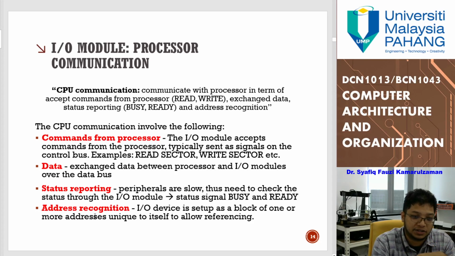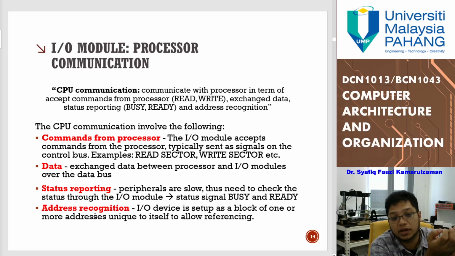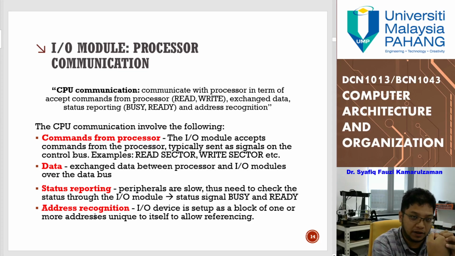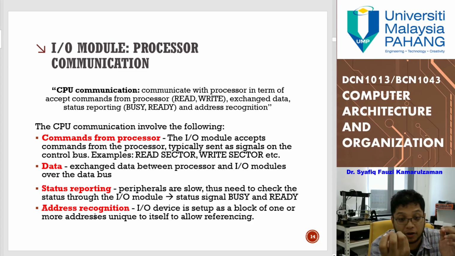And finally, the address recognition is a kind of setup as a block of one or more unique addresses to itself to allow referencing. It means that when the CPU wants to send information to a device, it needs to refer to which device you want to send to. So the I/O module will determine what kind of address each device has. For example, if you are familiar with Windows, you might notice that we have what we call a COM port inside your PC. There are a lot of ports, and these are examples of the addressing that you have for each of your devices.